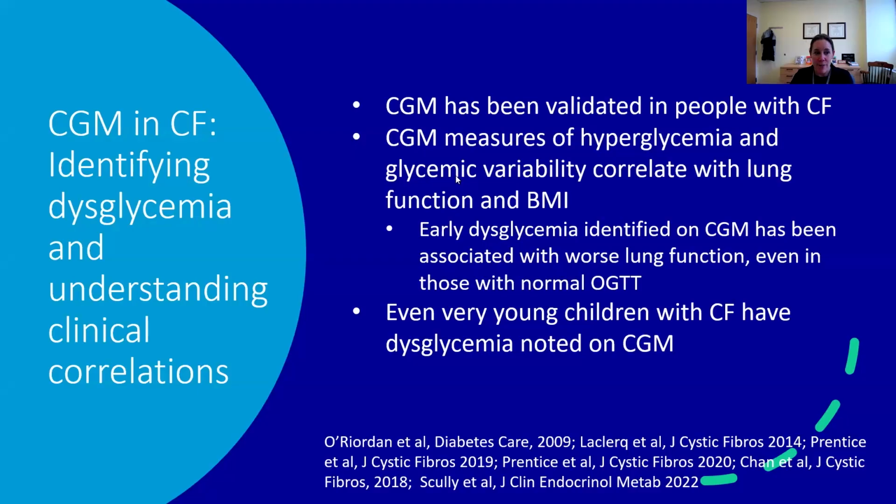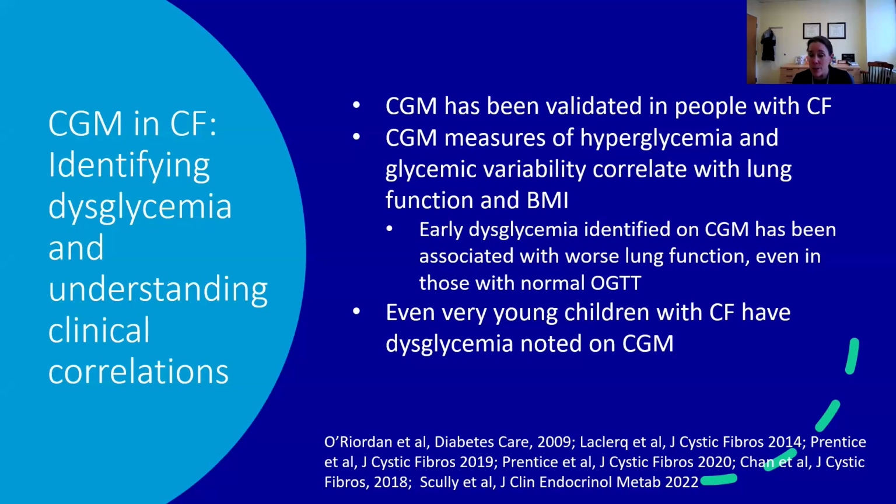All right, so what do we know about CGM in CF? I'll tell you that CGM has been validated in people with CF and has been shown to be both accurate and reproducible in this unique form of diabetes. Secondly, we also know that CGM measures of hyperglycemia and glycemic variability correlate with both lung function and BMI. And interestingly, even people with normal glucose tolerance on oral glucose tolerance testing have been shown to have abnormalities on CGM that have been associated with worse lung function and a higher risk of infection with certain bad types of bacteria like Pseudomonas and Staph aureus.